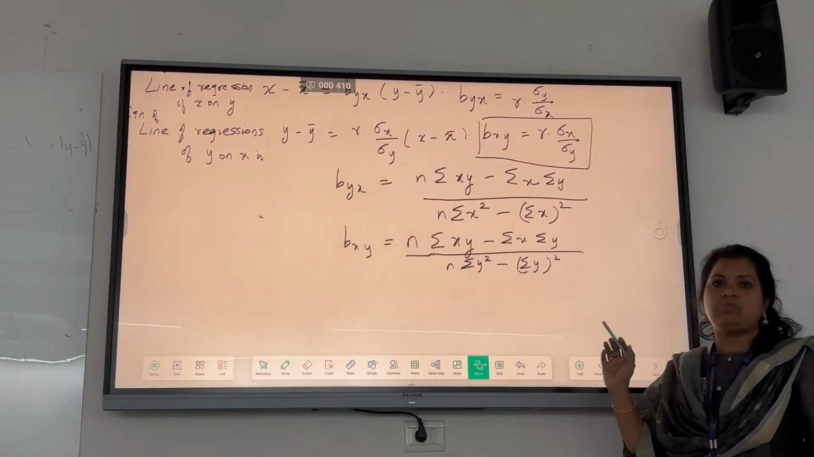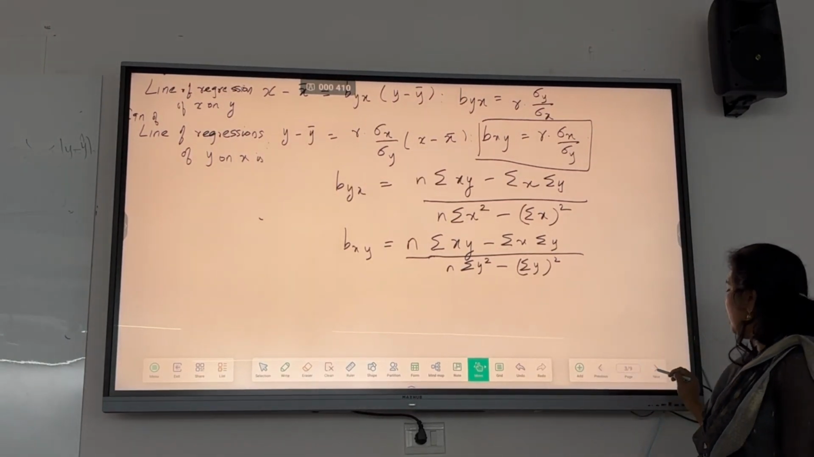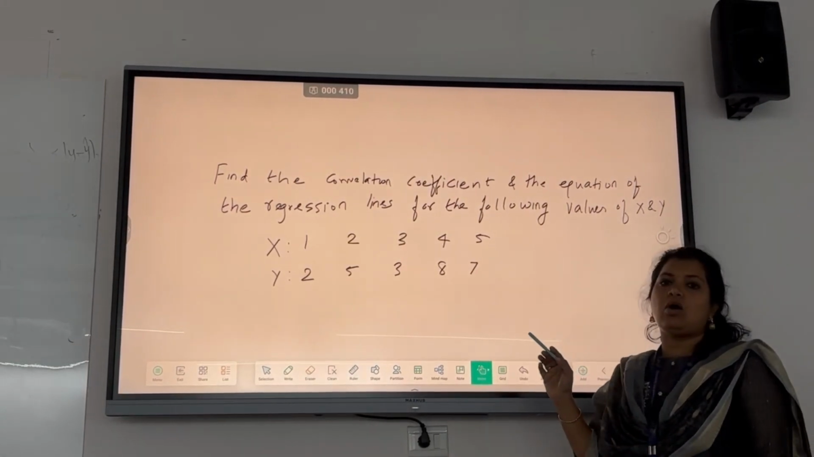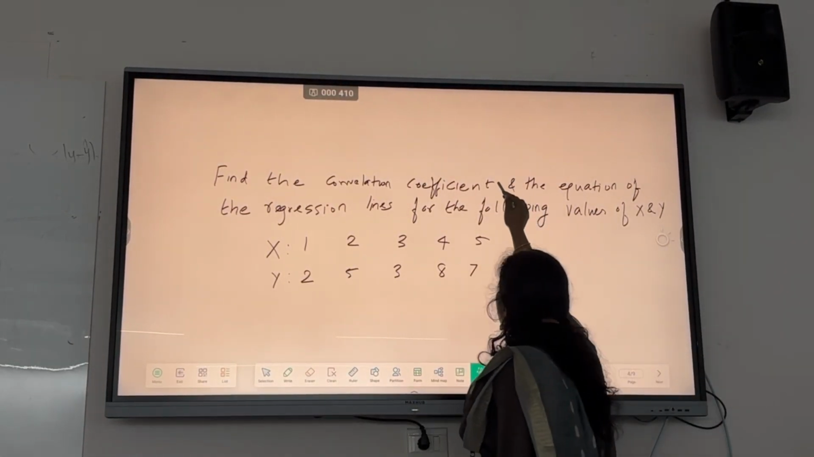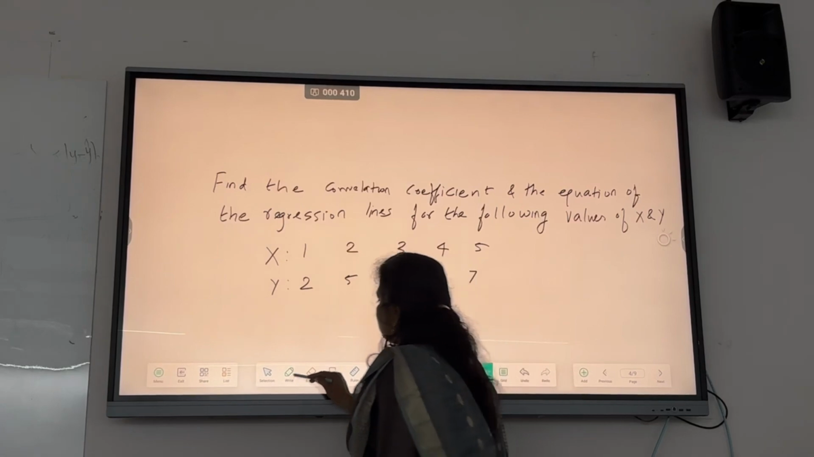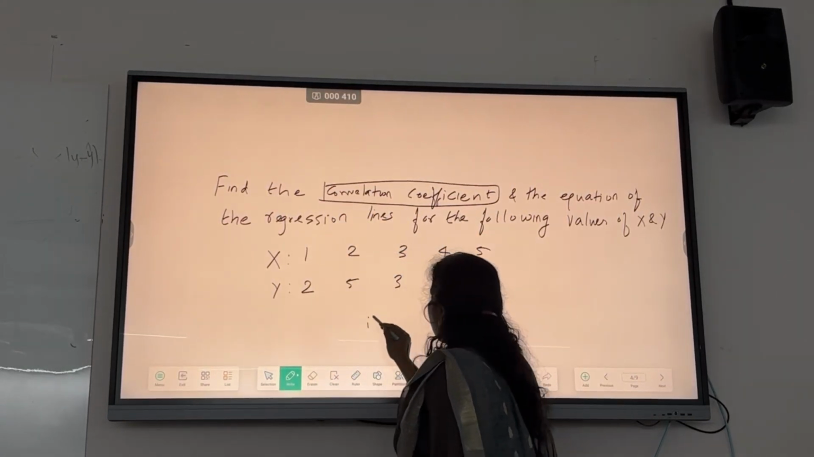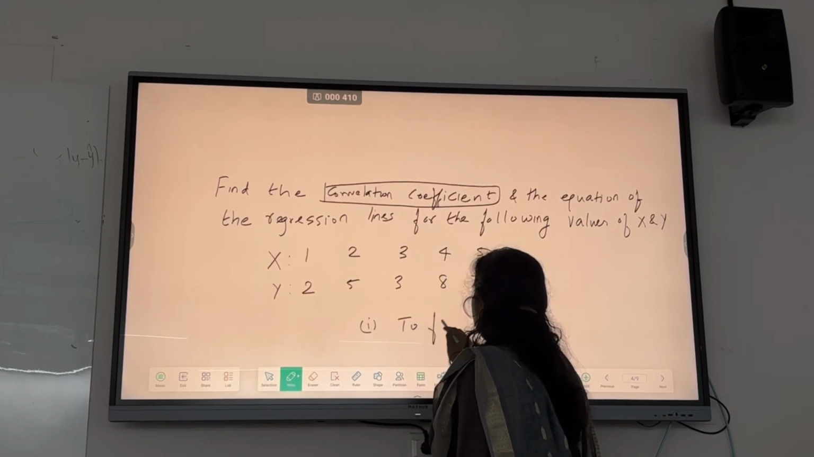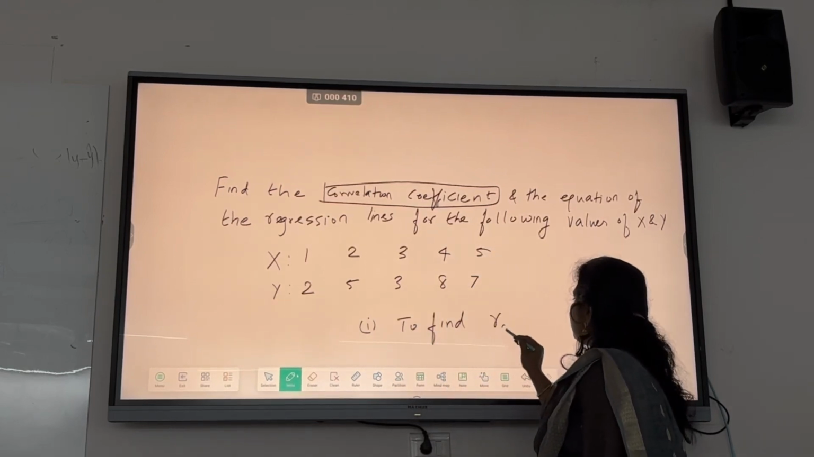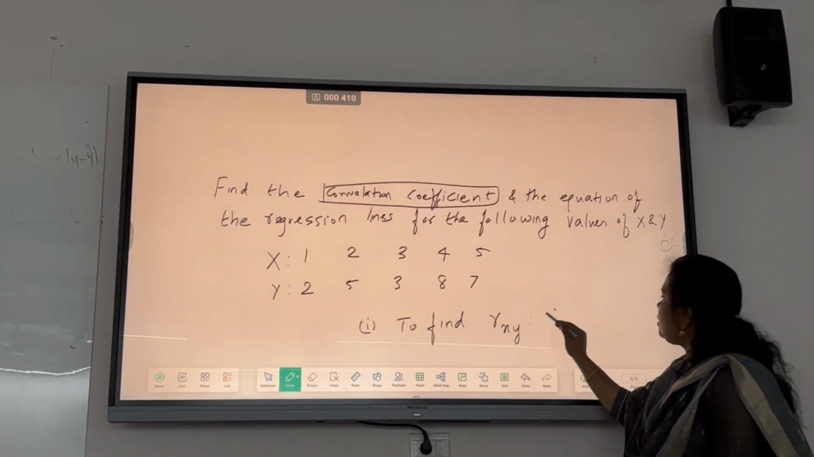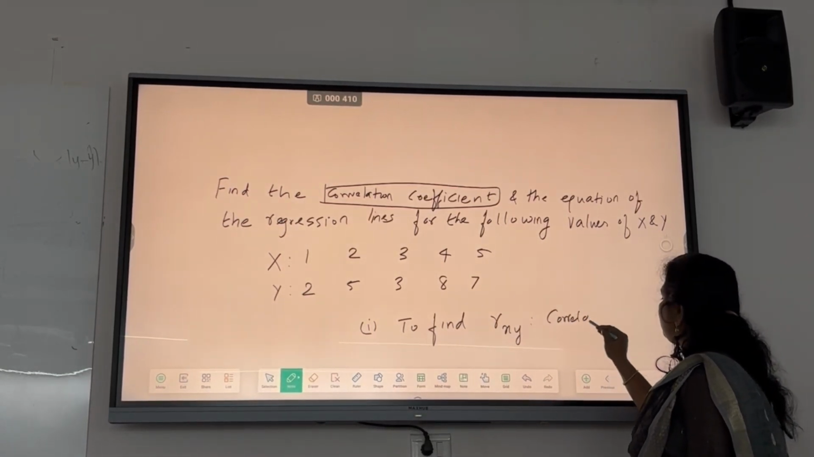So based on this formula, we will do one problem. So this is a problem. Find the correlation coefficient. So correlation coefficient means, first you have to find R of x comma y. First we have to find R of x comma y. This is denoted by correlation coefficient.